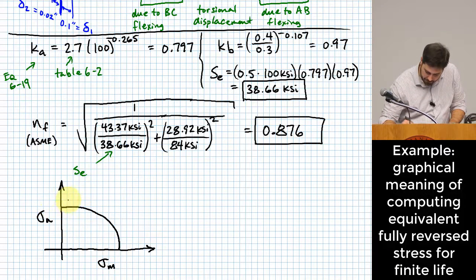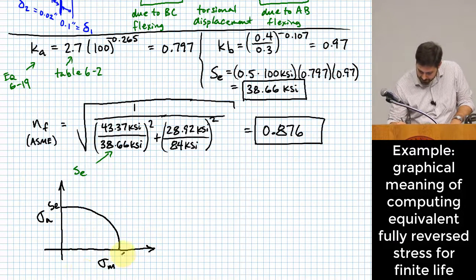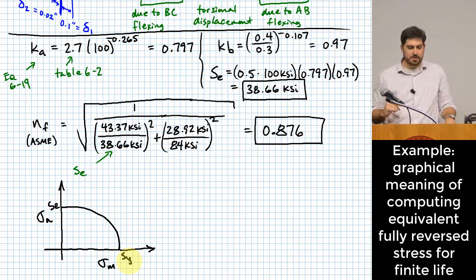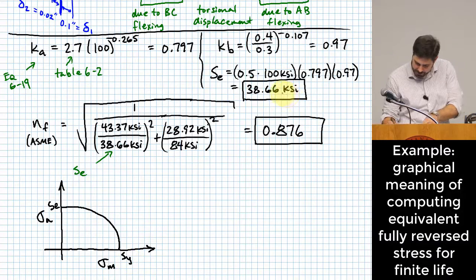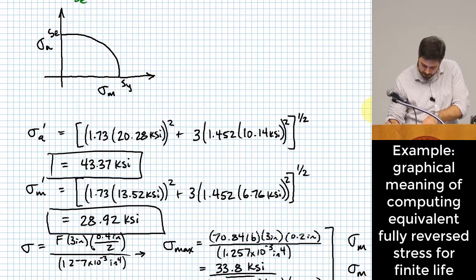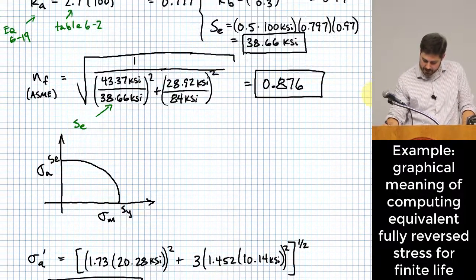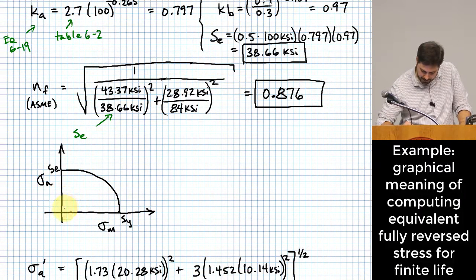The point up here, if we're designing for infinite life, is our endurance limit, our fully corrected endurance limit up there. And then down here, we have our yielding strength. Okay, and I haven't plotted our points exactly. Let's see, trying to remember what our different values were. Alternating 43, mid-range 28. So that means that we're probably going to have a slope for our load line that is more vertical than it is horizontal. Do you agree with that? Something like this. And it's going to be outside.